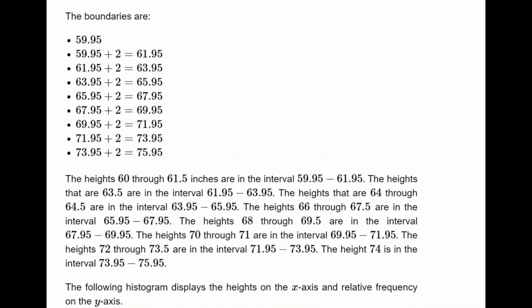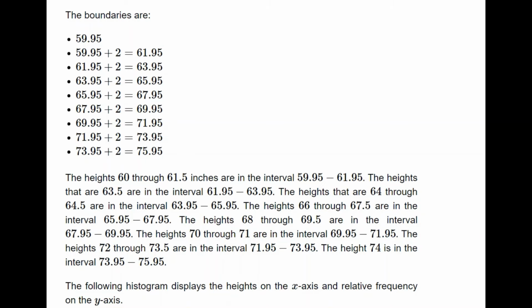Now we have set the width of the bar as 1.76, which can be rounded up to 2. So the boundaries will start by adding 2 to each initial point. Adding 2 to 59.95 would give us 61.95, and so on. If we keep doing that, the end point would be adding 2 to 73.95, which is 75.95. And in this way, we have constructed 8 intervals easily.